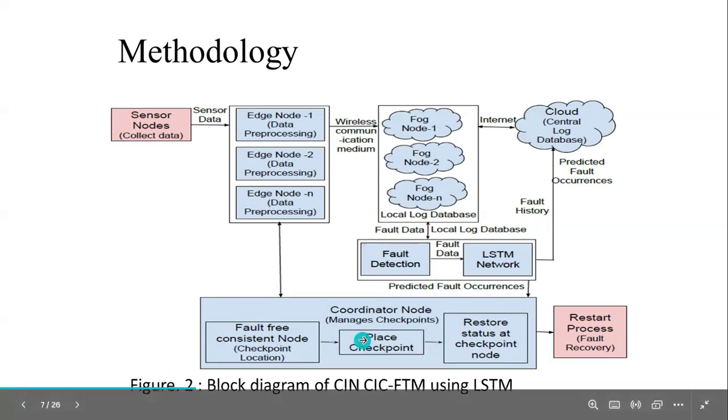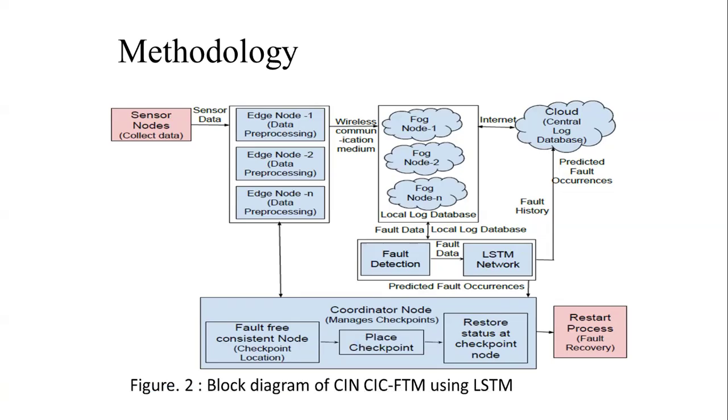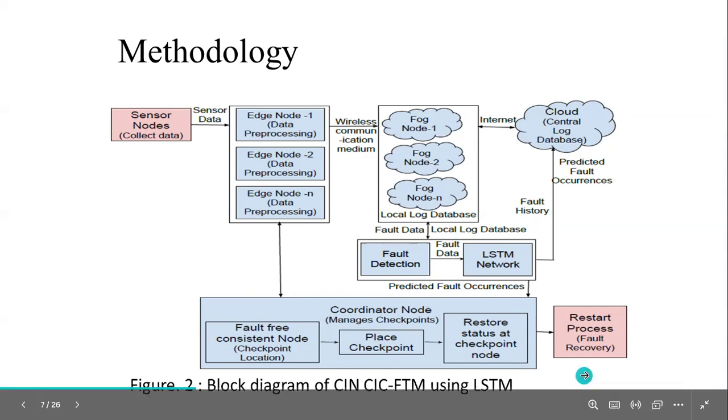The third step is about checkpoint placement. Based on LSTM fault predictions, checkpoints are placed at nodes just before the predicted faulty nodes, allowing targeted checkpointing. This minimizes useless checkpoints and optimizes resource use.